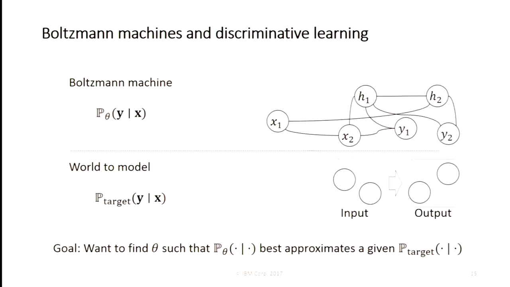And when I say discriminative learning, it means that we're going to fit a conditional distribution of the output given the input. In this case, we have a Boltzmann machine where some units are associated with the input, and some units are associated with the output pattern. There are also some hidden units that are not associated with input or output. Here the goal is to find a theta such that this conditional distribution best approximates a given target conditional distribution. And again, I'm going to make it clear what this really means.